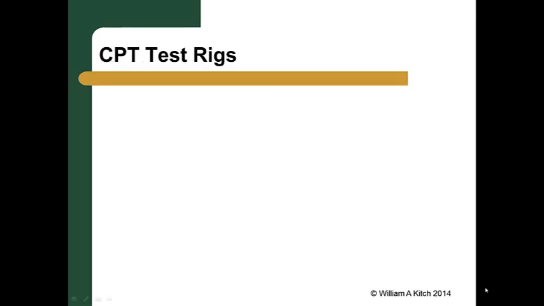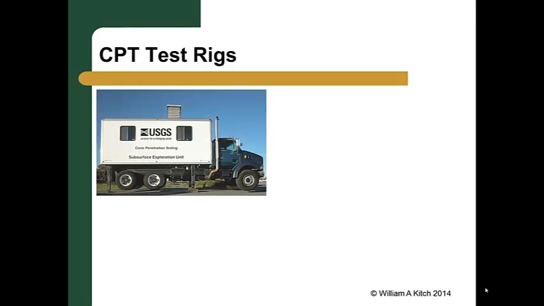CPT testing is most often performed using large truck-mounted rigs. These rigs have a hydraulic jack system to raise and level the truck, and the weight of the truck is used as a reaction mass when pushing the CPT probe into the ground.